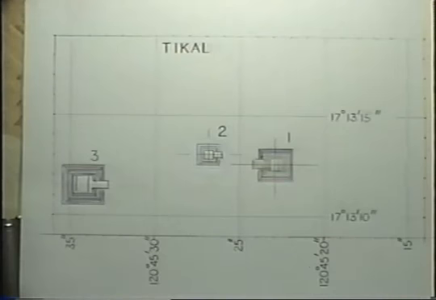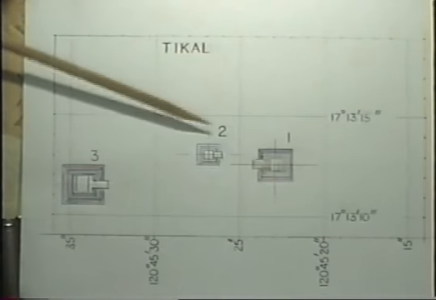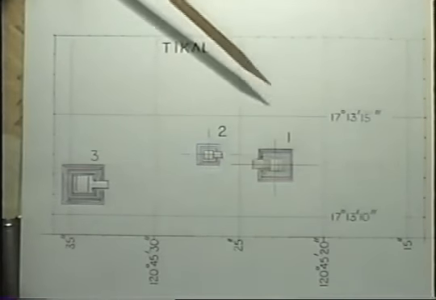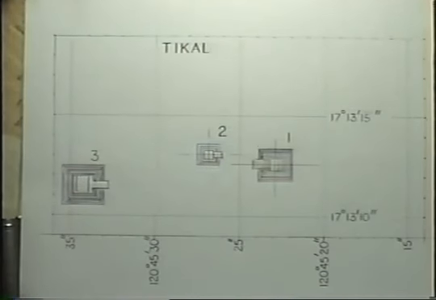Temple 2 faces a larger pyramid across a plaza. Temple 1. The Temple of the Giant Jaguar. Colorful names. Temple 2, Temple 3, and Temple 4, which is just off the map to the west, all face east toward the sunrise. Sunrise worship, don't you know? But what about Temple 1? Why does it face west?